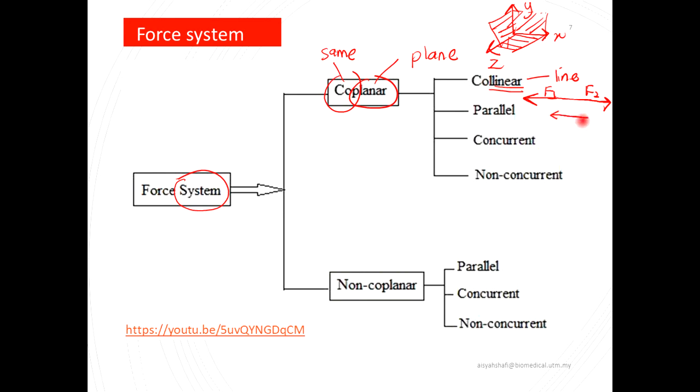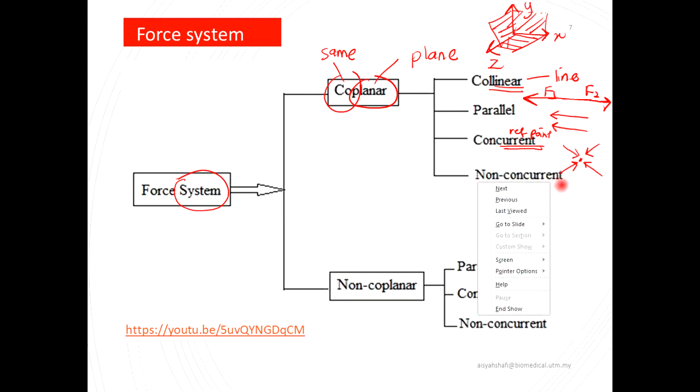So this is parallel. And concurrent means same reference point. So, for example, we have forces like this, and they are pointing at one reference point, so this is concurrent. Non-concurrent means they have different directions. So this is concurrent forces.